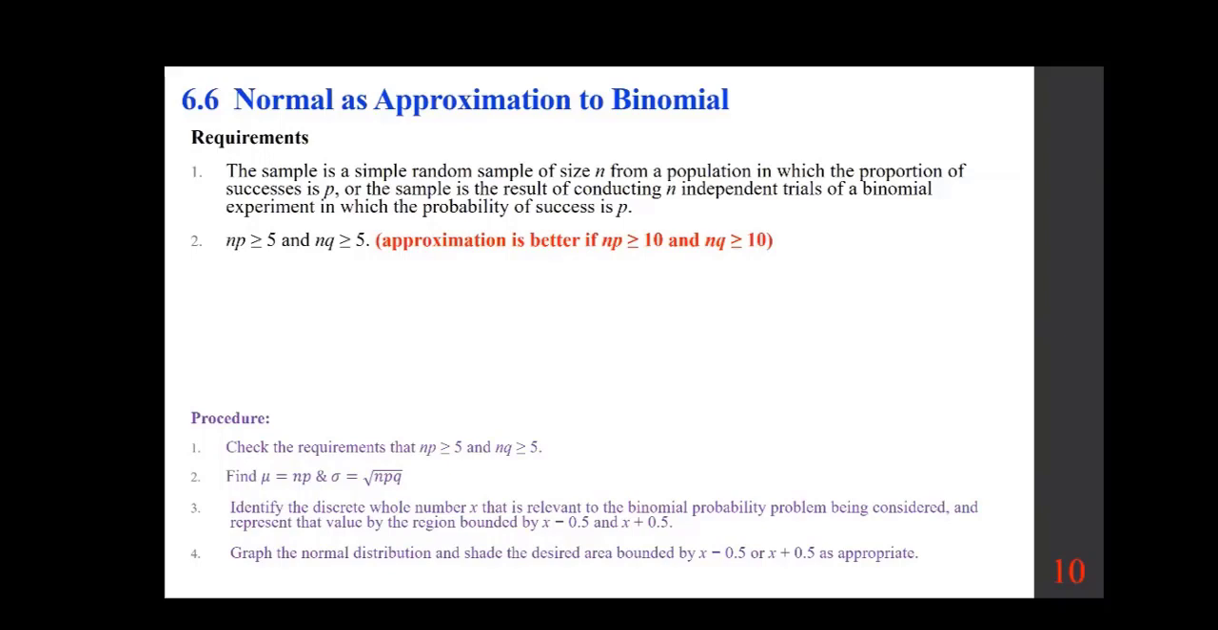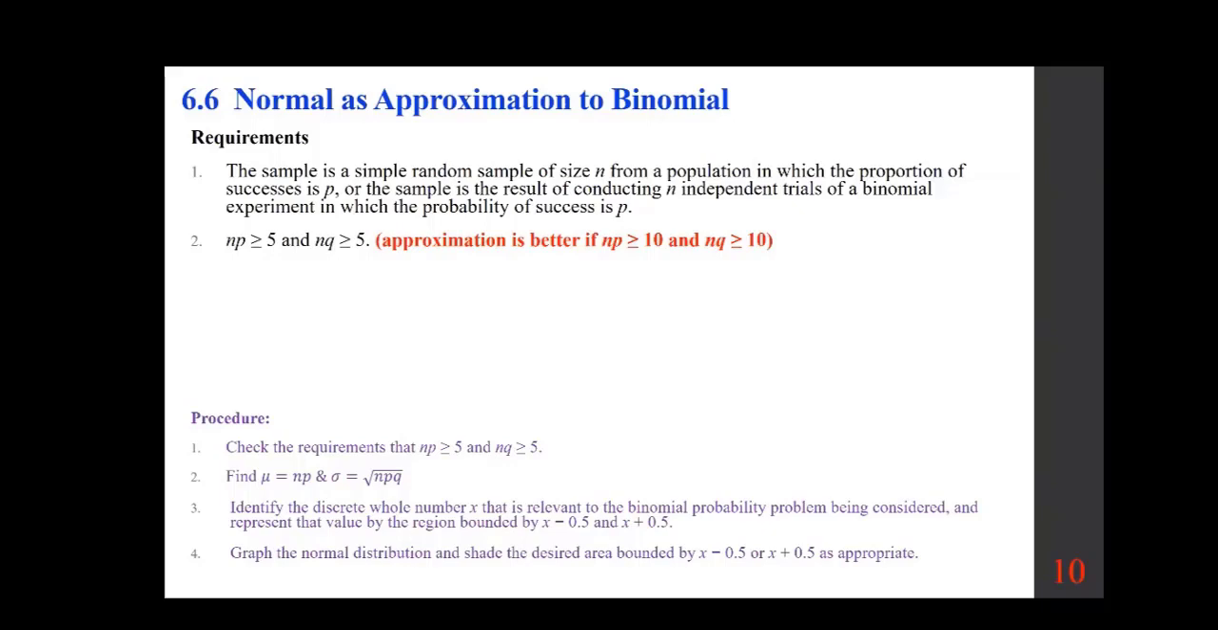Requirements. One, the sample is a simple random sample of size n from a population in which the proportion of successes is p, or the sample is the result of conducting n independent trials of a binomial experiment in which the probability of success is p. Two, np is greater than or equal to 5 and nq is greater than or equal to 5. Approximation is better if np is greater than or equal to 10 and nq is greater than or equal to 10.